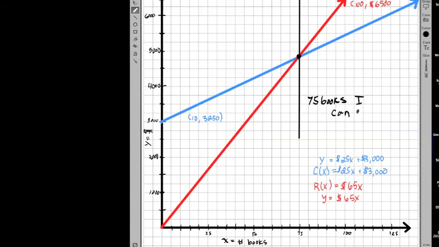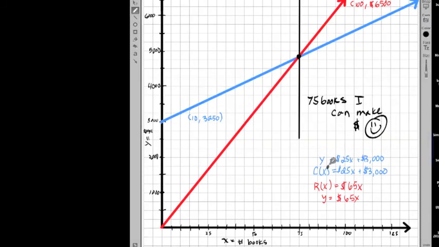My cost is equal to my revenue. But after 75 books, my red line, my revenue line, is higher in money than my blue line. And after 75 books, I can make money. This is what's known as my profit. And actually, graphing is not the easiest way to solve these kinds of problems, especially if you don't have nice exact numbers. So we're going to look at two other ways you can solve to see where the cost is equal to the revenue.